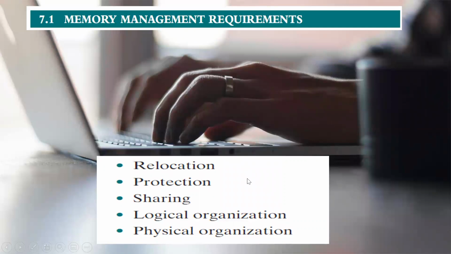Then the next one will be the protection. Each process should be protected against unwanted interference by other processes, whether accidental or intentional. Thus, programs in other processes should not be able to reference memory locations in a process for reading or writing purposes without permission. In one sense, satisfaction of the relocation requirement increases the difficulty of satisfying the protection requirement because the location of the program in main memory is unpredictable.